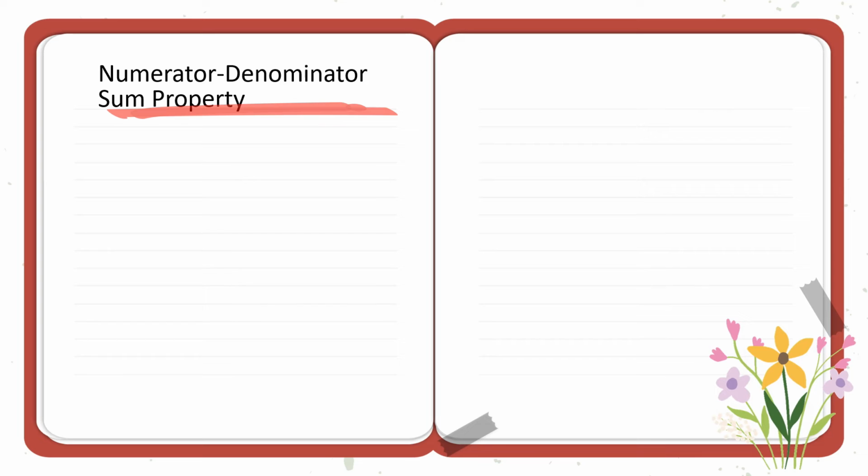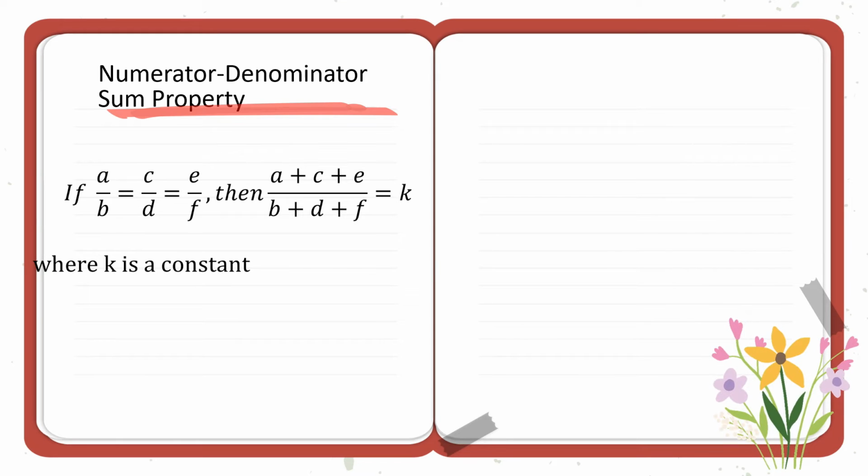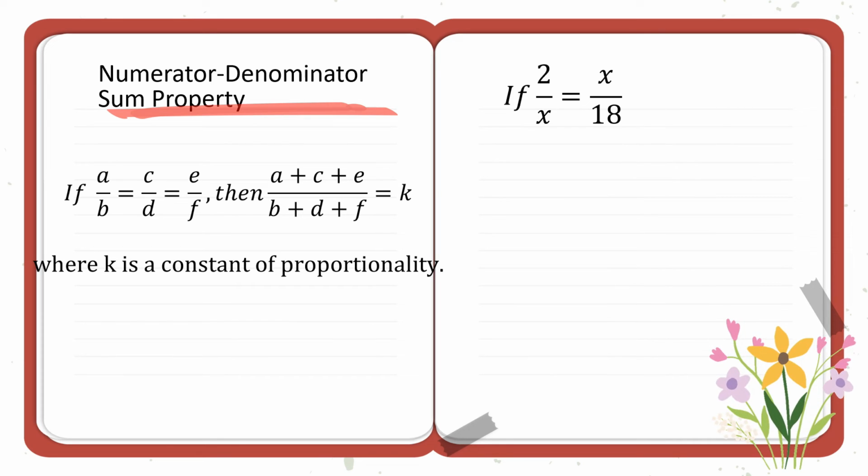The last property is the numerator-denominator sum property. If A over B equals C over D equals E over F, then A plus C plus E over B plus D plus F is equal to K, where K is a constant of proportionality. Now let's use this property to solve for x in the given. 2 over x equals x over 18. So we get the numerators 2 plus x over the denominators x plus 18 is equal to 2 over x.